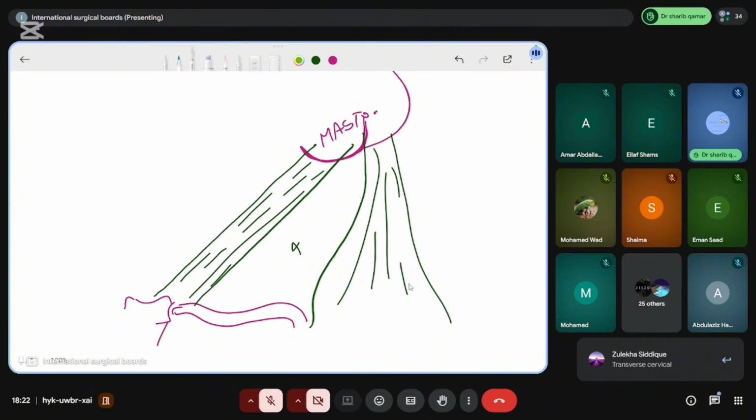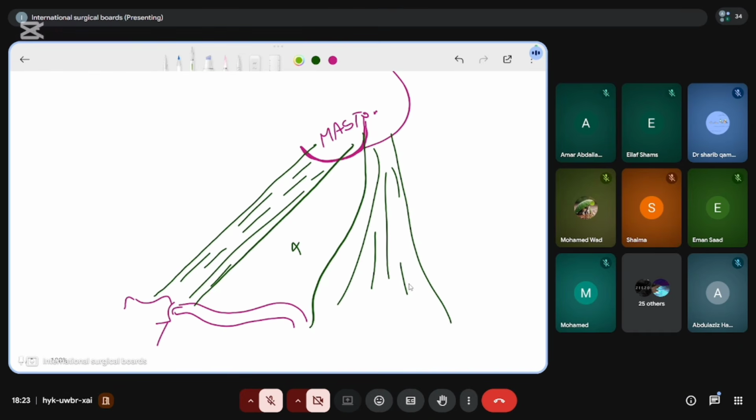Zuleika, transverse cervical nerve. Yes, that is correct. Greater auricular nerve. Correct. Correct. Lesser occipital nerve. Very nice anatomy background, Zuleika. Very good job. And suprascapular nerves.